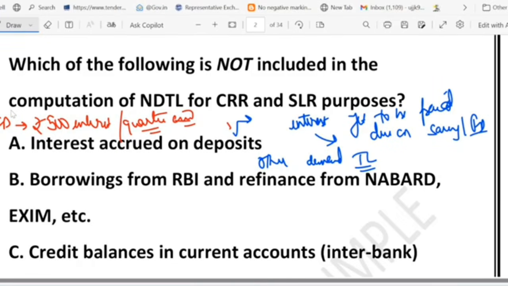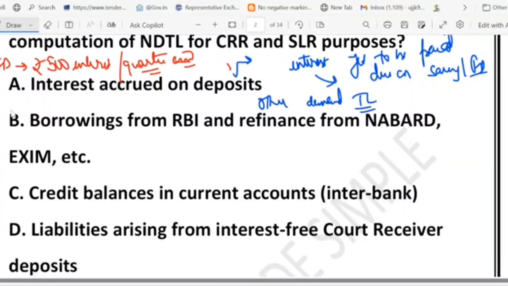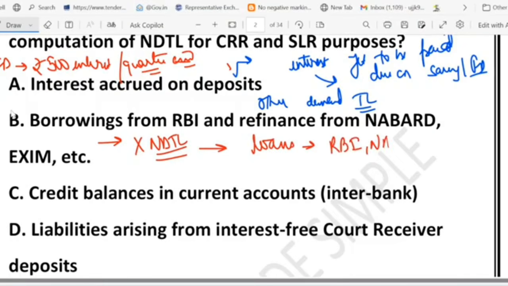Fine. Now let's look at option B, that is borrowing from RBI and refinance from NABARD, Exim, etc. So this is the correct answer because it is not included in the NDTL. Why? Because these are the kind of loans that banks take from other institutions like RBI, NABARD and Exim Bank.